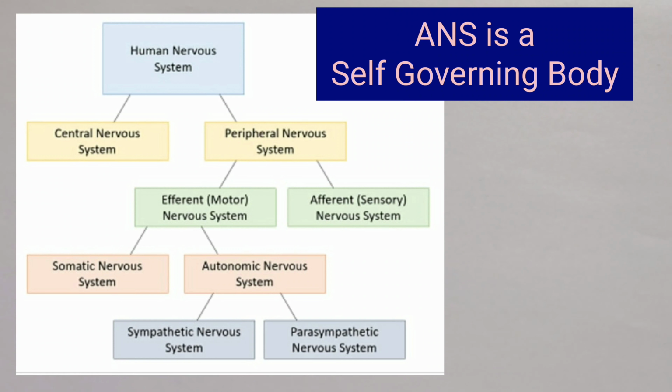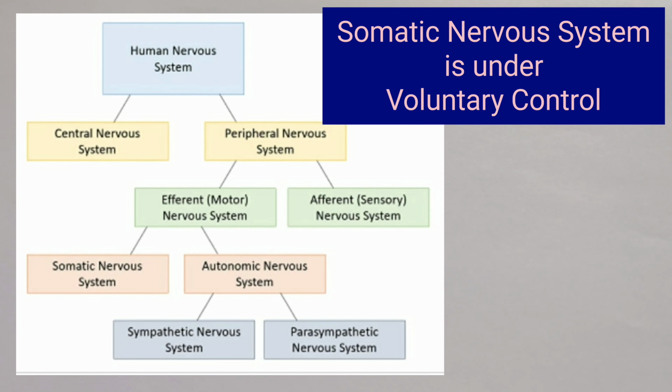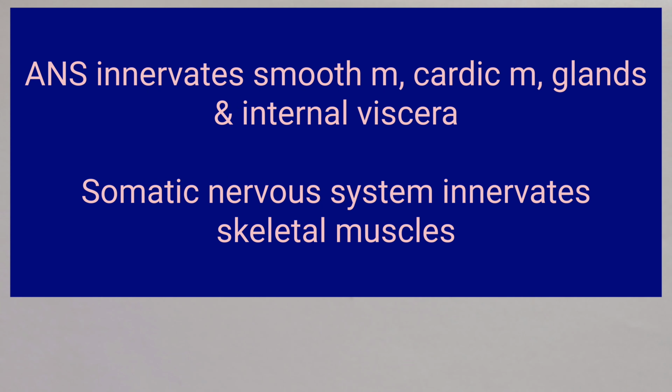It is different from the somatic nervous system, which is under voluntary control. The autonomic nervous system innervates and regulates cardiac muscles, smooth muscles, glands and internal viscera, whereas the somatic nervous system innervates the skeletal muscle.